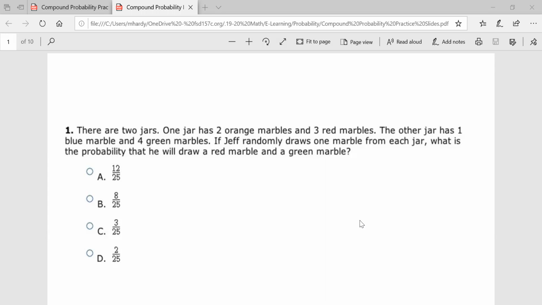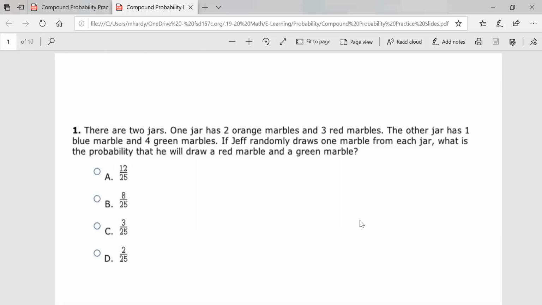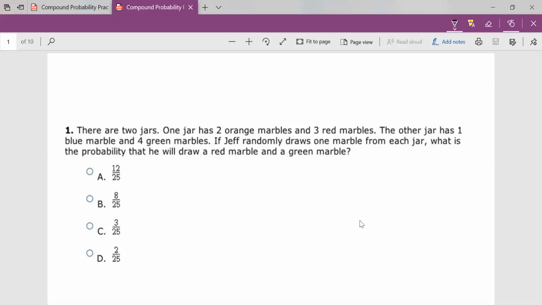Here we have the first problem. There are two jars. One jar has 2 orange marbles and 3 red marbles. The other jar has 1 blue marble and 4 green marbles. If Jeff randomly draws 1 marble from each jar, what is the probability that he will draw a red marble and a green marble? Okay, so we're looking for a red marble and we're looking for a green marble.